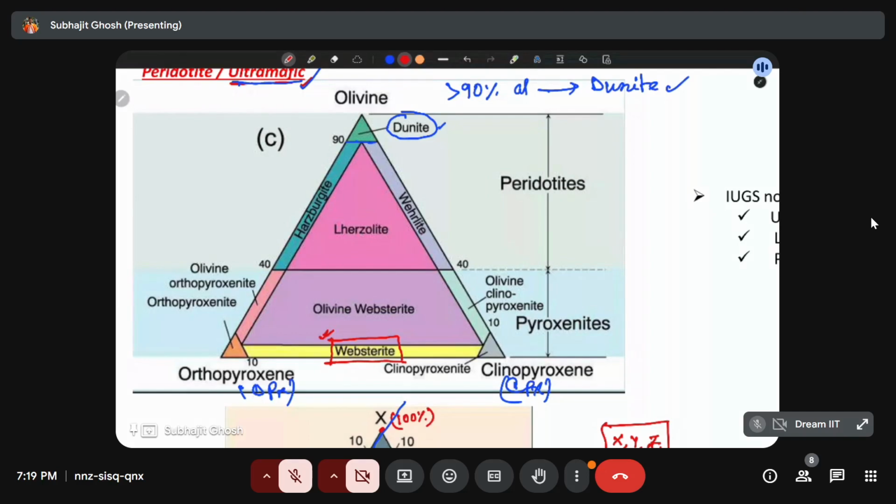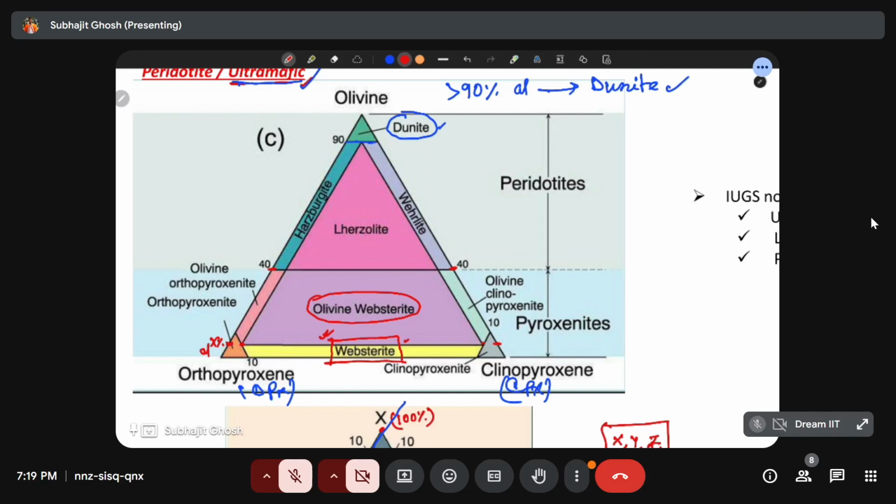In the Webster, there is maybe 5% of olivine or maybe 10%. We will get it from here how much percentage it is; whatever percentage of olivine there is, that much olivine will be in the Webster. But the most important composition of Webster is OPX and CPX. If olivine becomes 40% in the Webster, then it will be called olivine Webster. Okay, so this is important, Webster.